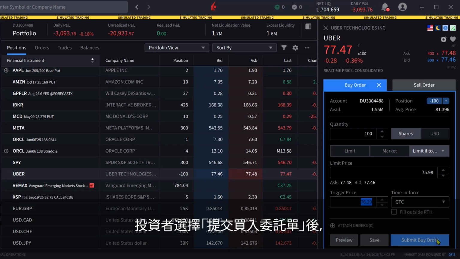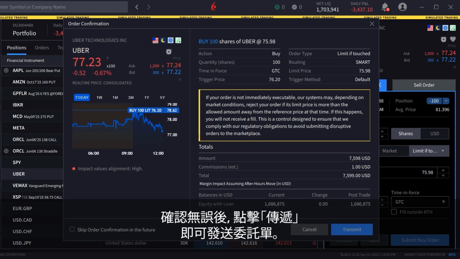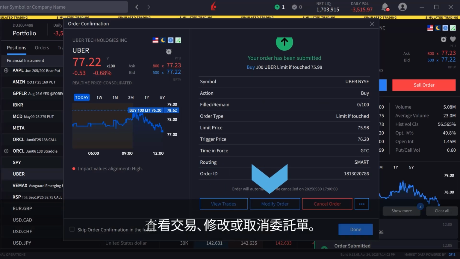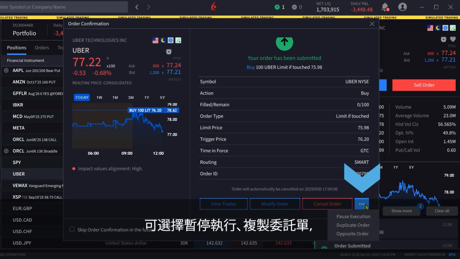The investor chooses Submit Buy Order and the order confirmation window appears. Once satisfied, they click Transmit to send the order. Once sent, if not filled, the investor can view trades, modify the order, cancel the order from the order confirmation screen. If the investor clicks on the three dots next to Cancel Order, they can pause execution, duplicate the order, or create the opposite order ticket.